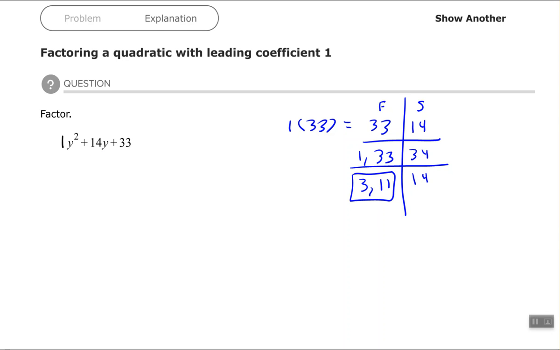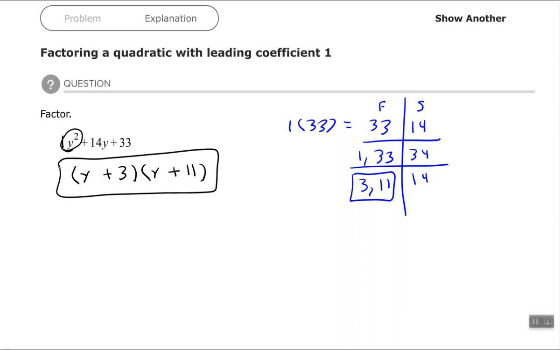Since I have the understood 1 in front of y squared as my leading coefficient, I'm not going through the AC method this time. I'm going to create 2 sets of parentheses. I'm going to split up that first term, the y squared, in the first place of each parentheses. y times y is y squared. And then I'm going to use the 2 factors that I found to write at the end: plus 3, plus 11. Positive 3, positive 11. And that's it.